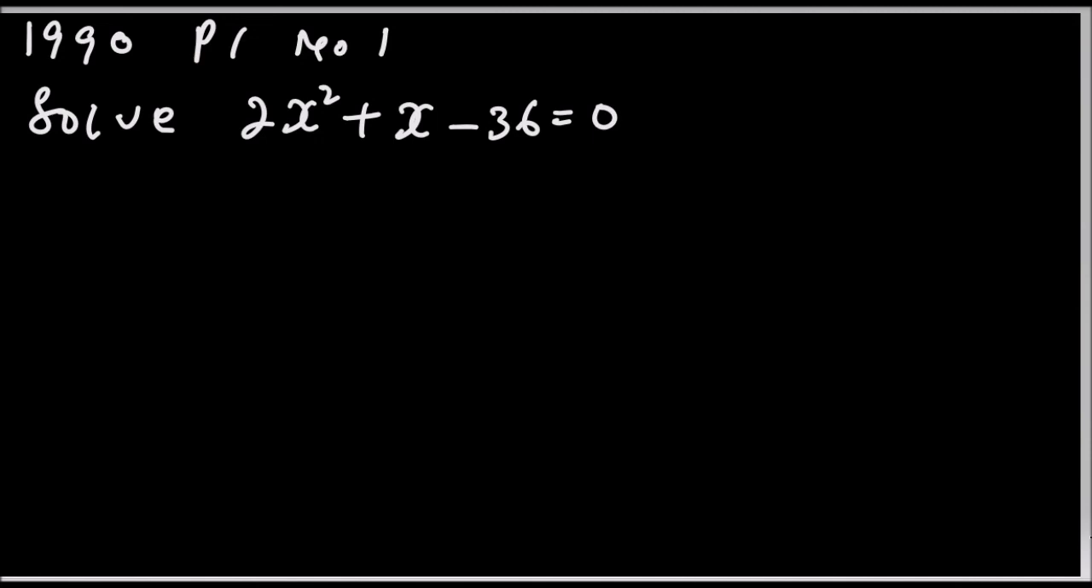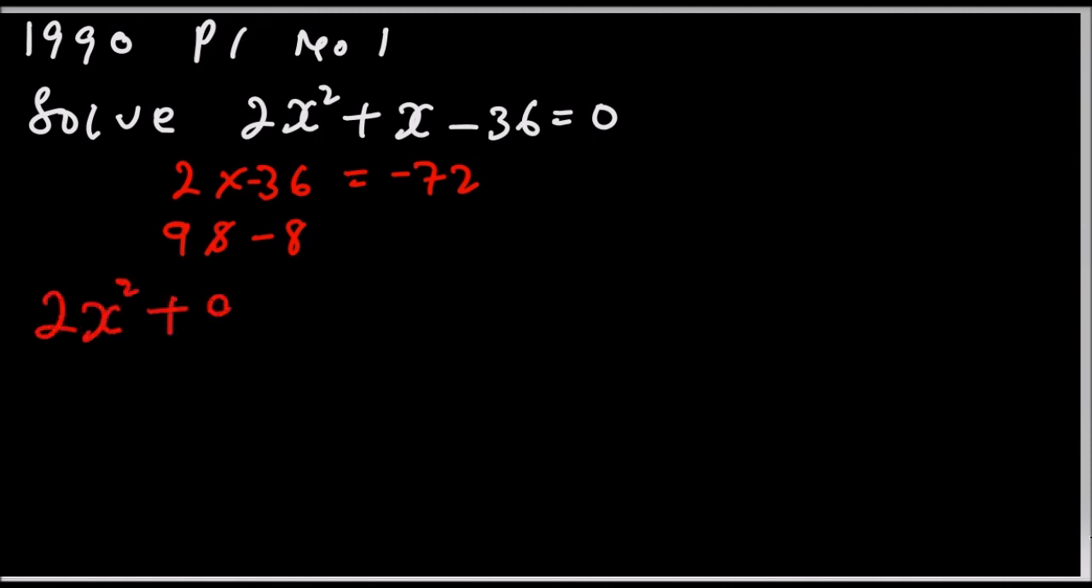So we get two numbers such that when you add them you get 1, and when you multiply them you get minus 72, because we multiply 2 times minus 36. These numbers are 9 and minus 8, which are factors of 72. So we can now rewrite our equation as 2x squared plus 9x minus 8x minus 36 is equal to 0.